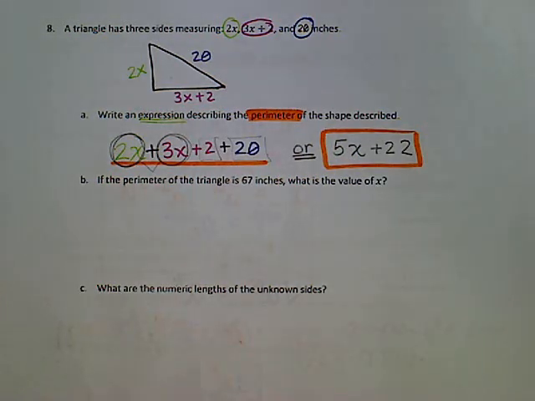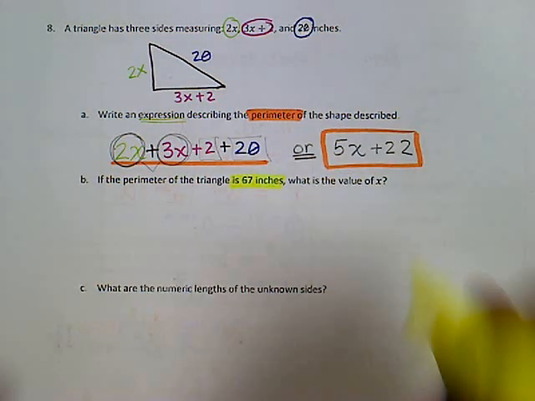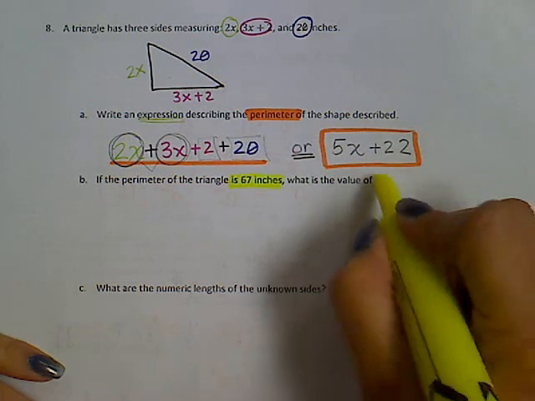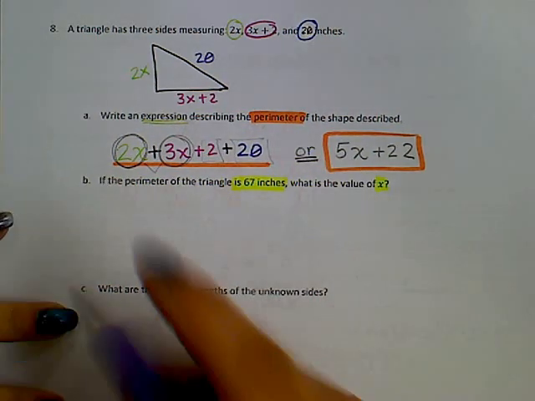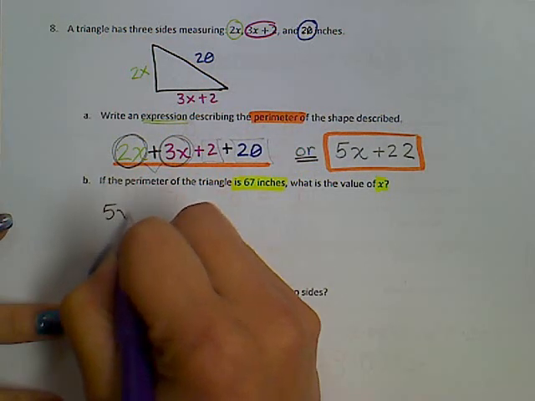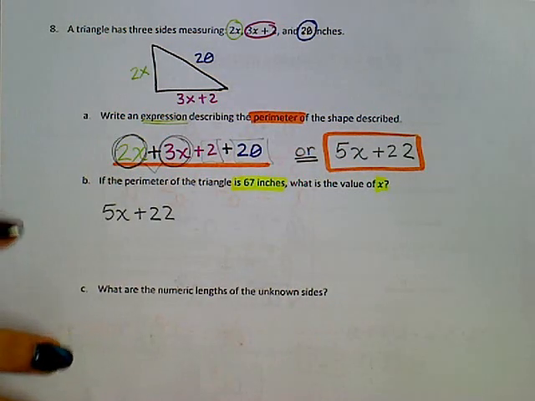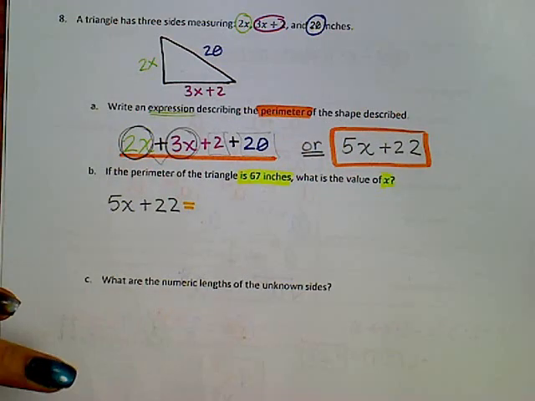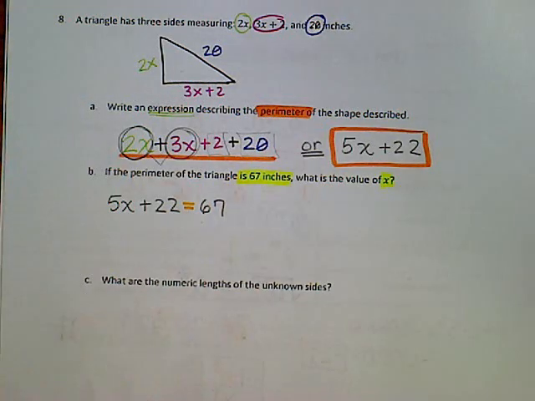So, moving on to part B, it says if the perimeter of a triangle is, let's take out another highlighter here, 67 inches, what is the value of x? So let's go ahead and take our expression of 5x plus 22, well, that's actually just equals 67. And I'm looking for x.